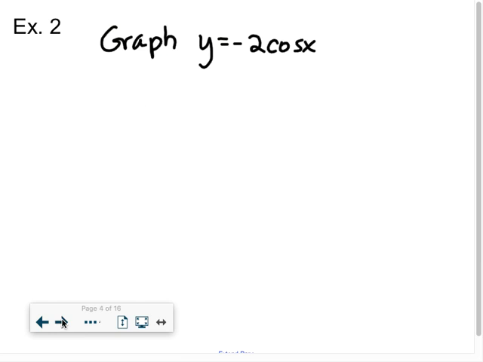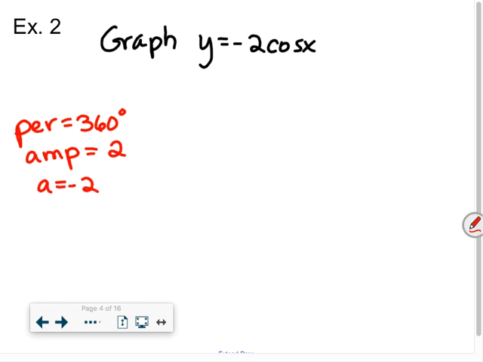All right, let's try this one. Example 2. You want to graph y equals negative 2 cosine x. So the period length is 360 because there's nothing in front of x. My amplitude is positive 2, but my A value is negative 2. So that's going to make a difference, okay? That will make a difference.